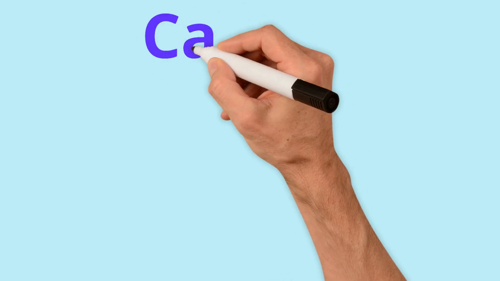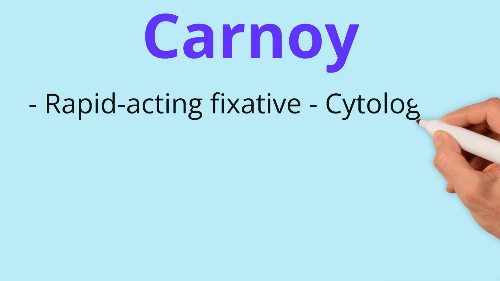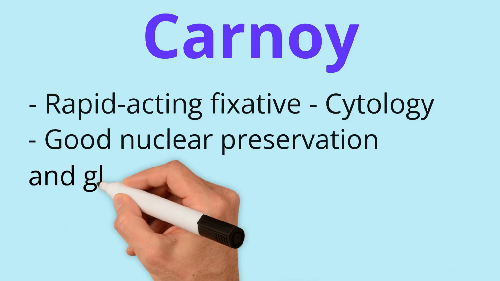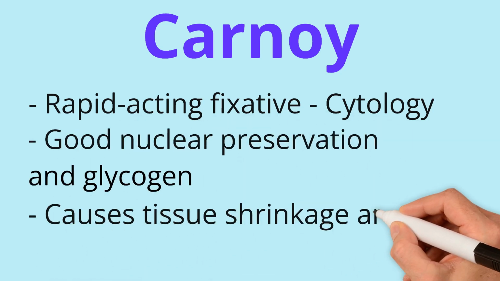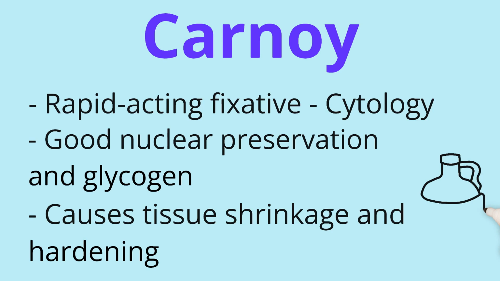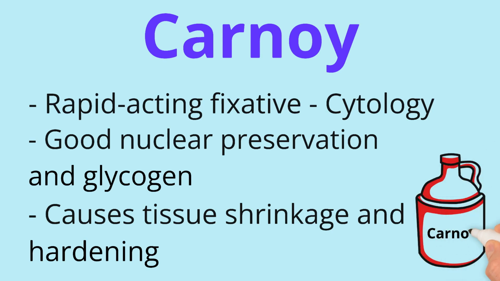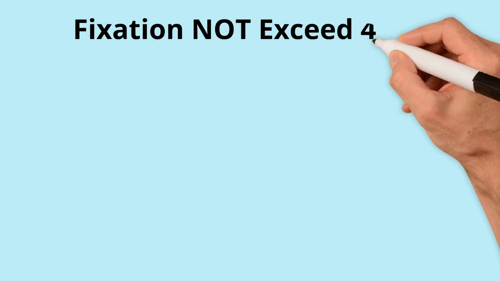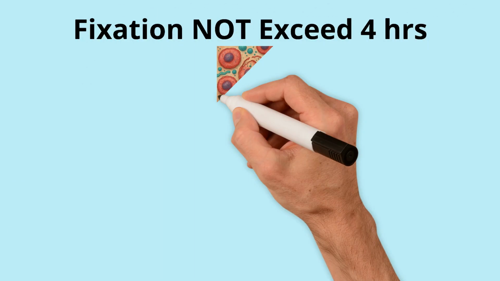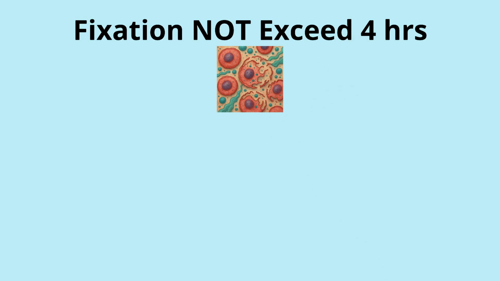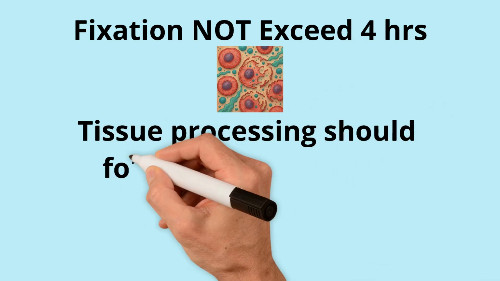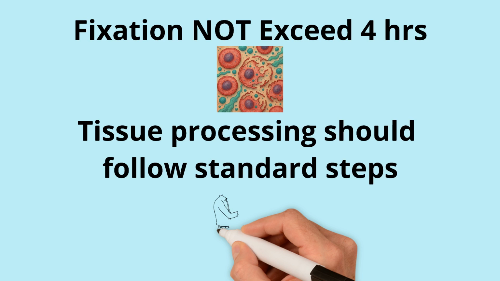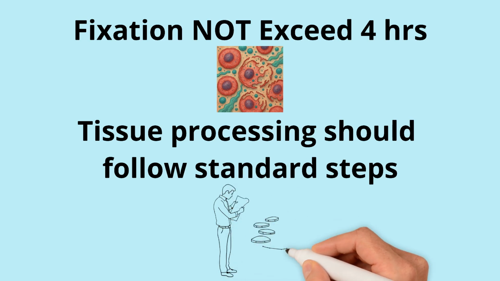Carnoy solution is a rapid-acting fixative used in cytology because it lyses red blood cells, provides good nuclear preservation, and retains glycogen well. However, it causes significant tissue shrinkage and hardening. Fixation should not exceed 4 hours, as prolonged exposure can damage the tissue, and it should be only used when preserving specific components that are typically lost during routine fixation.